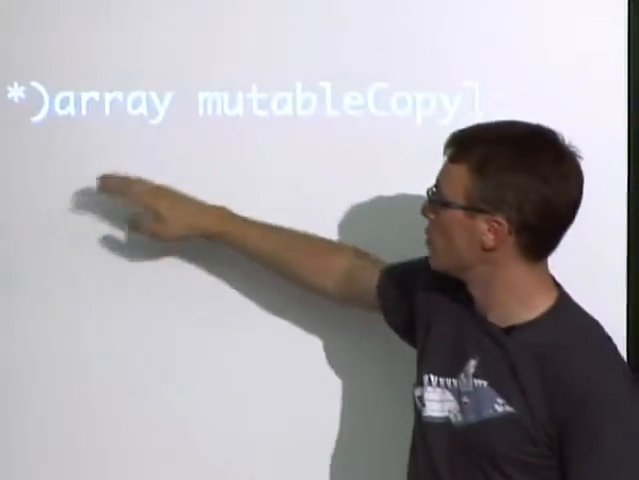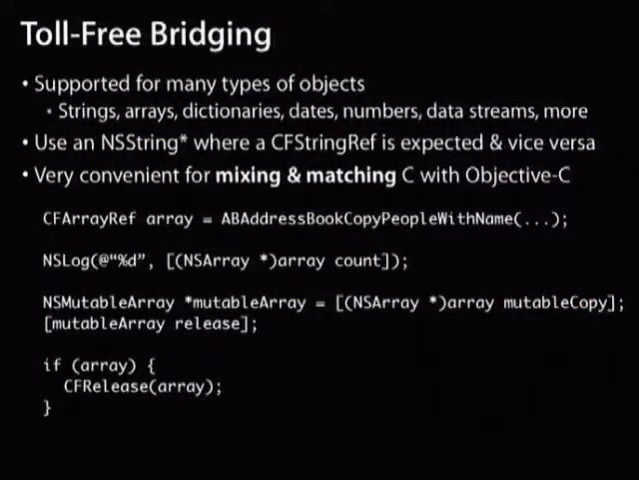No, there's no key function that does the bridging. The key in this slide is essentially this NS log line or this NS mutable array mutable copy line, where you can see that the CF array ref is just being cast to an NS array star. So those are completely interchangeable. Any function that expects a CF array ref can also take an NS array cast to a CF array ref. Does that make sense?